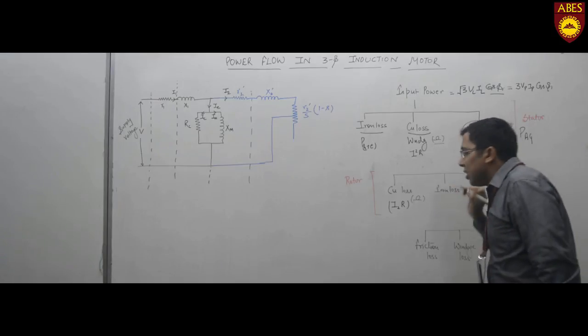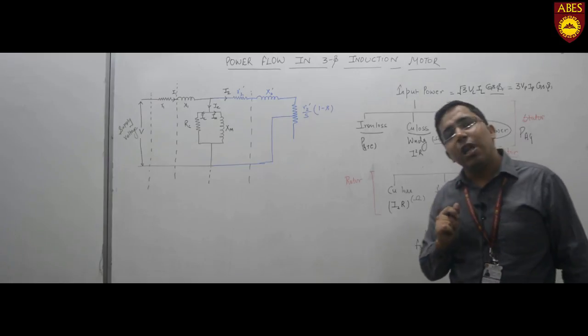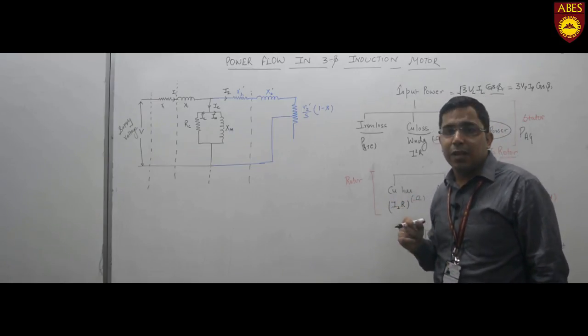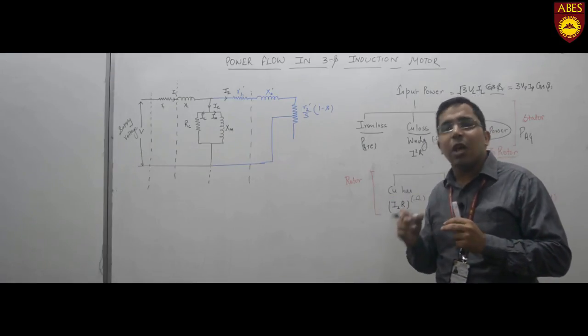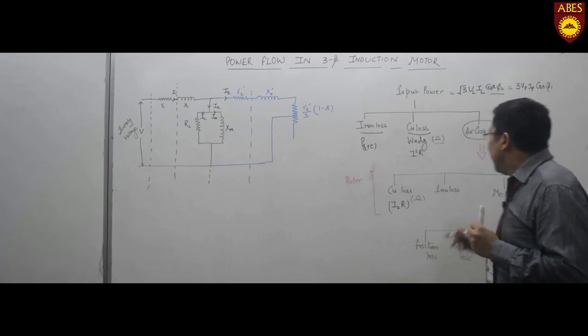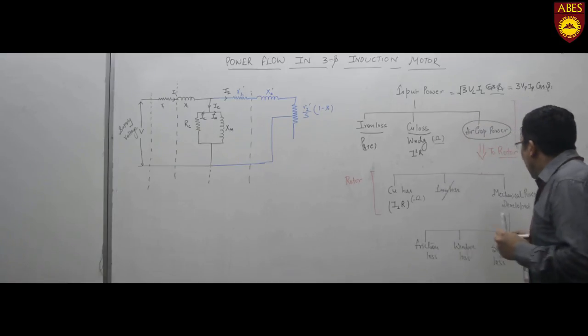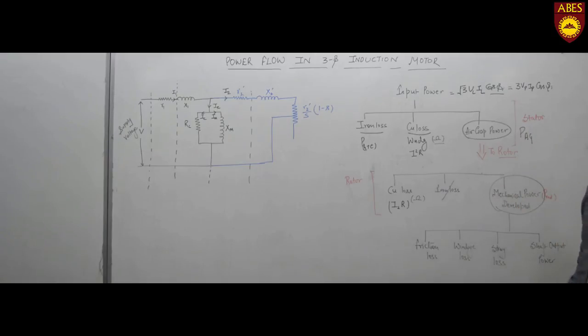Now, the iron losses are not very significant on the rotor side, because the rotor receives the frequency S F1. If the slip is quite low, the current flows in the rotor circuit with a very small frequency, due to which this iron loss is negligible. The remaining power is PMD, which is the mechanical power developed.